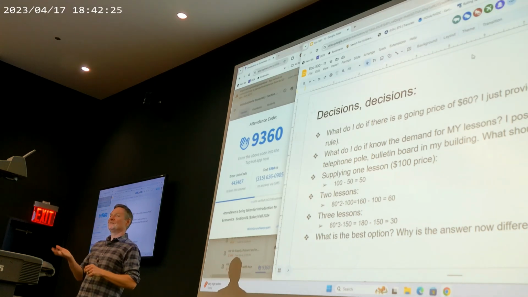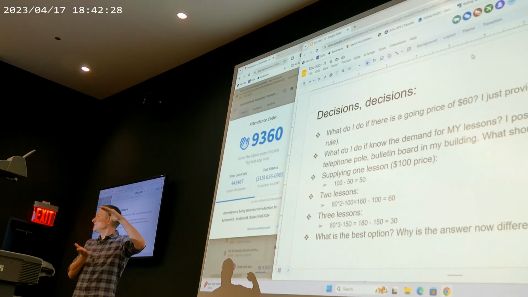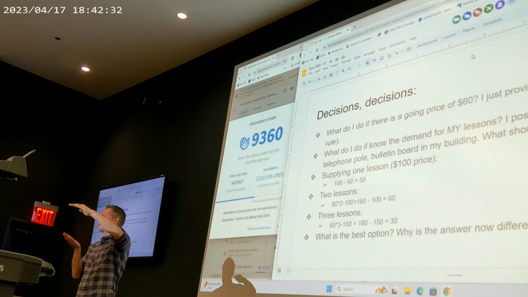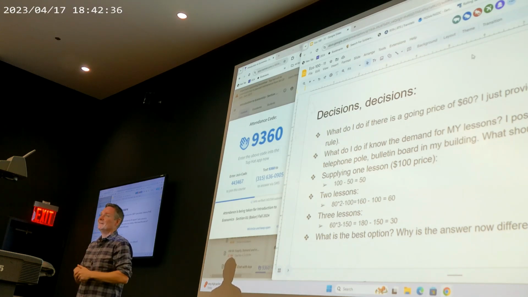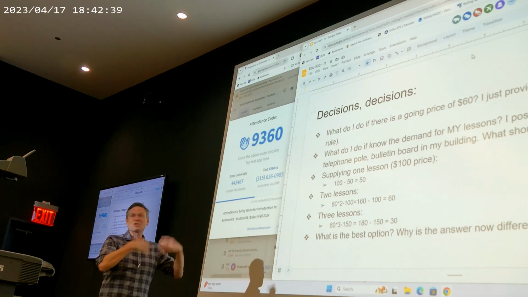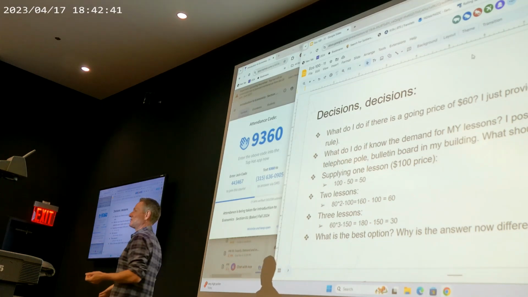Well, my first lesson, P is greater than MC. 60 is greater than 50, I'll do it. My second lesson, P is greater than MC. My third lesson, P is greater than MC. And in my example, I have to stop there. I don't have any more time. So I'll just supply all 3 lessons at the going market price.